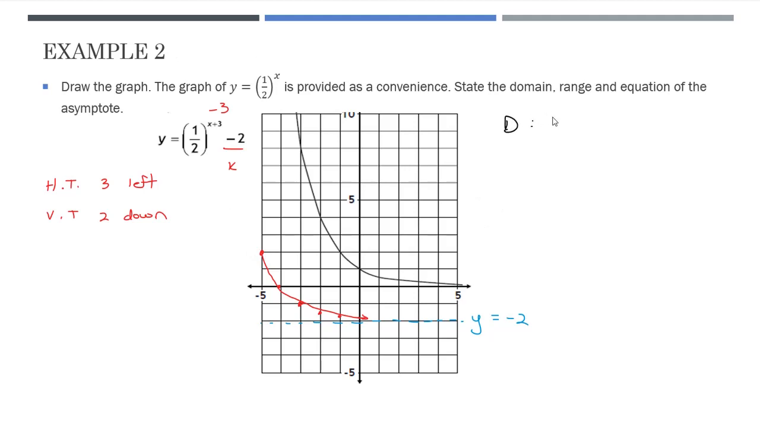So now we need to finish this question. Domain. Well, that doesn't change. That's still negative infinity to positive infinity. Our range has changed. It's based off the asymptote. So it's now at negative 2 is what our graph approaches. And it goes all the way to infinity still. And then finally, that asymptote is at y equals negative 2.